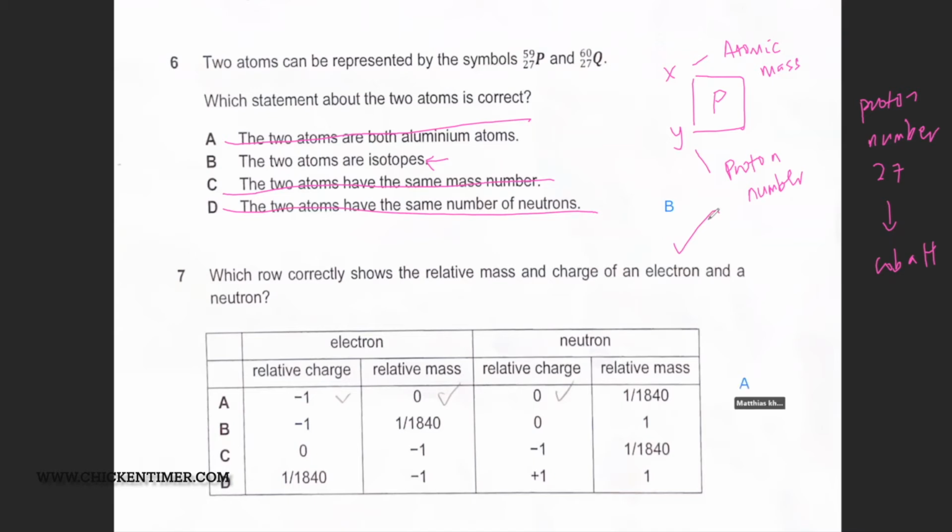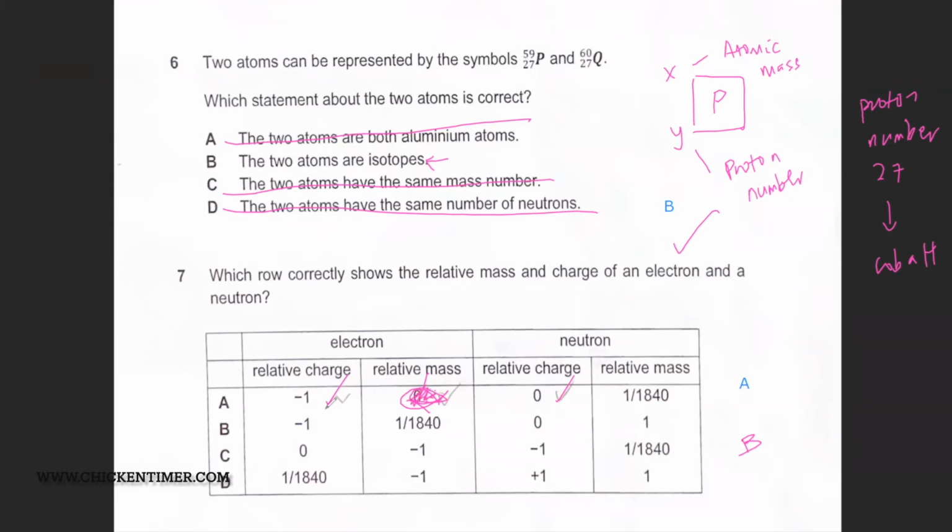Okay, 7. So relative charge is okay. Then relative mass is 0. Relative charge is 0. Relative mass is not 0. 0 means it doesn't exist. The answer should be B because if relative mass is 0, then there's no mass, then it's not even a dot. So I cancel that out.